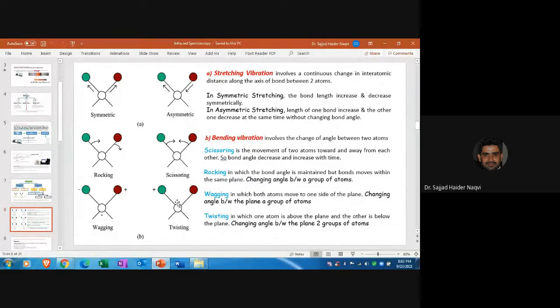So these are the symbolic diagrammatic illustrations of these sorts of bending. They are very difficult to understand when it comes to a 2D picture, because this is actually a 3D structure, which is very difficult to understand in 2D. But I'm sure that these pictures will give you a bit of understanding of what rocking, scissoring, wagging, and twisting bending vibrations actually are.